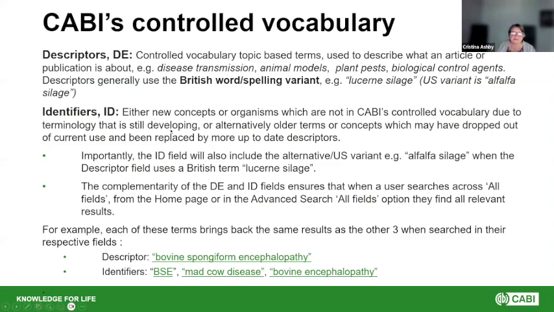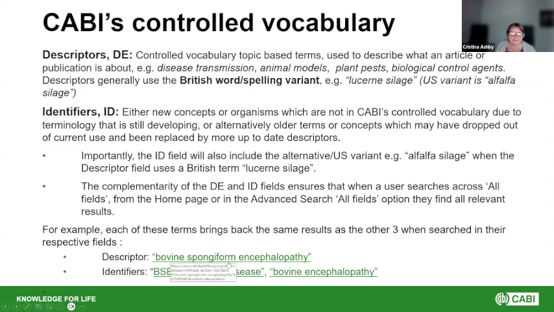So the identifier field captures new concepts or organisms which aren't yet in our controlled vocabulary due to the terminology that's still developing. So we don't put it in the descriptors yet. We're still waiting to see what's happening with the terminology. Or alternatively, we could use it to identify older terms or concepts which may have dropped out of use and been replaced by more current descriptors. But we do provide them all in the identifier just to try and make it as easy as possible to find the relevant information.